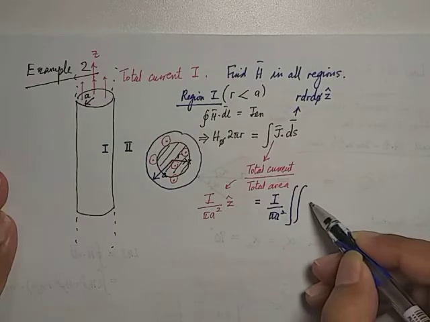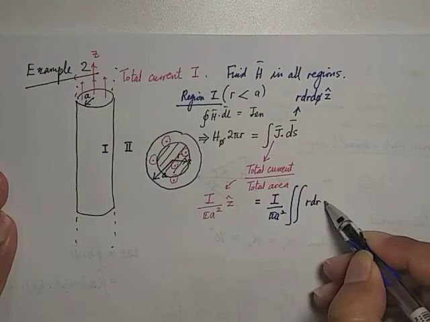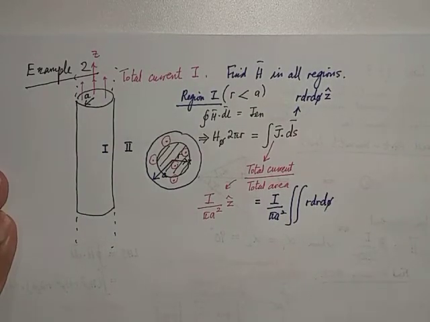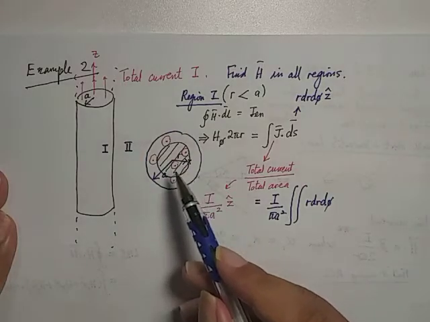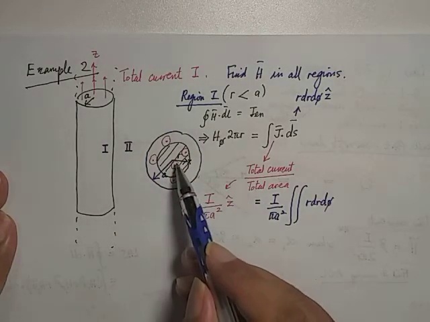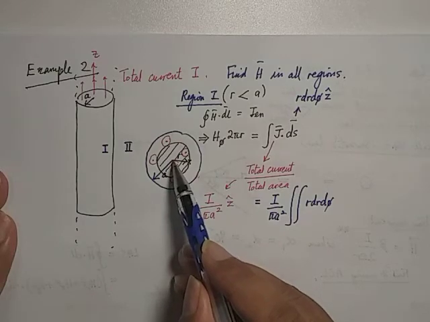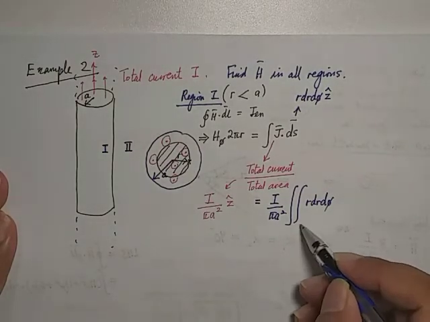Should be r dr dφ. Okay, so let's choose the limit now. Remember, the limit must only be within the shaded black area. So what should be my R range? Yes, 0 to R. Good.